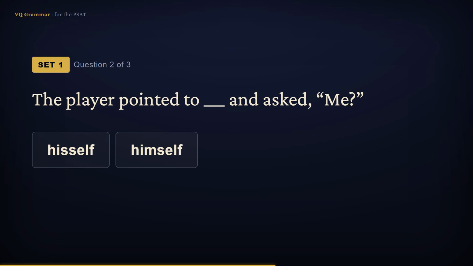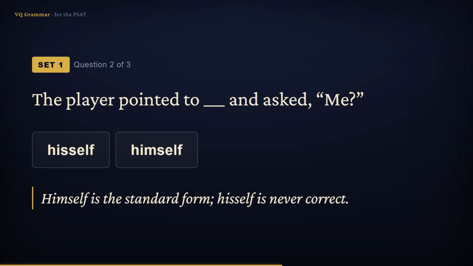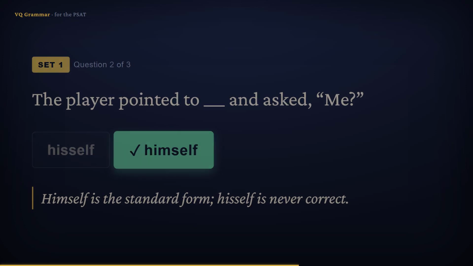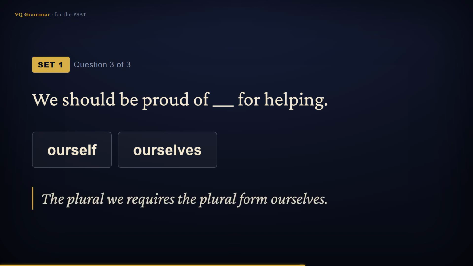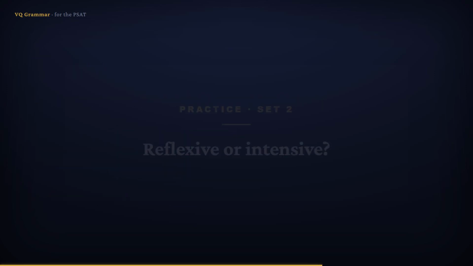The player pointed to blank and asked, me? We need the self word for a single male, and the standard form is himself. The other choice, his self, is one of those forms that's never correct, so the answer is himself. We should be proud of blank for helping. The subject is we, which is plural, so we need the plural self word, ourselves. The form ourself isn't standard, so the answer is ourselves.